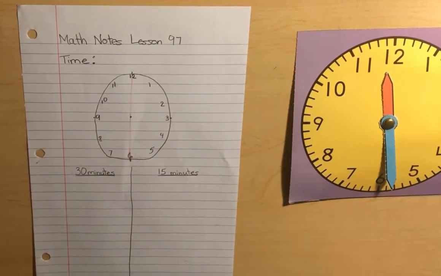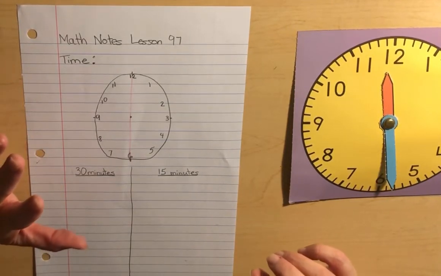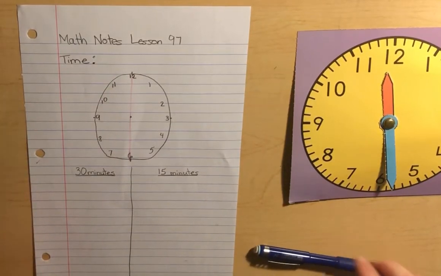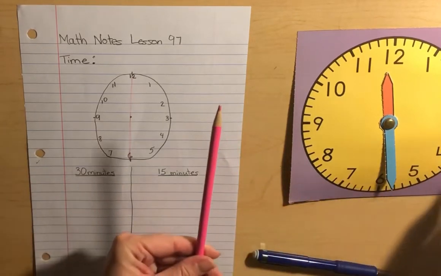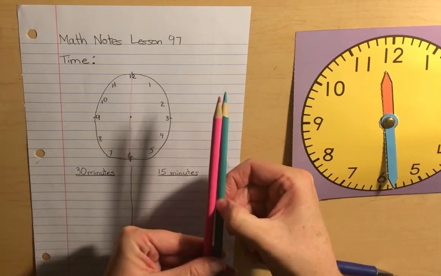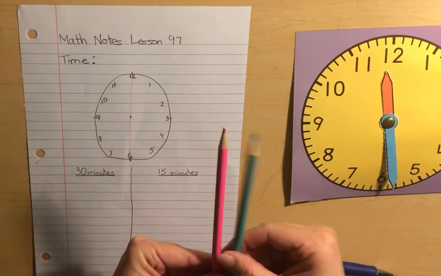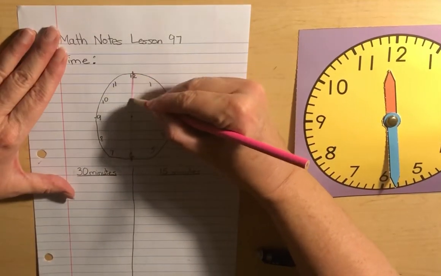Okay, I'm back. Now, we're going to go over 30 minutes. Now, we've done this before. This is not new, but it's good to review. Now, 30 minutes in clock world is, you're going to get a different color. You need 2 colors today. I don't care what colors. You can do any colors you want today. 2 different colors. Now, 30 minutes basically is half the time.